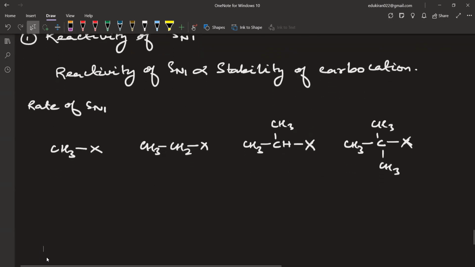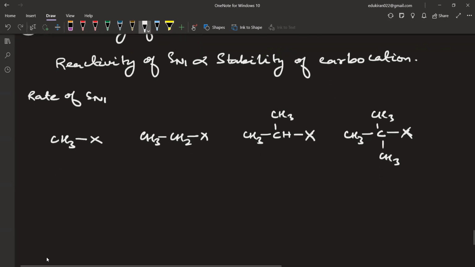In order to tell the rate of reaction, we will form the carbocation. How will you form the carbocation? You will just remove this X and get CH3 positive. Similarly, CH3CH2, remove the complete bond with X, and draw a positive charge here. For the rest of these two, please write the structures and send me on WhatsApp, not chat.